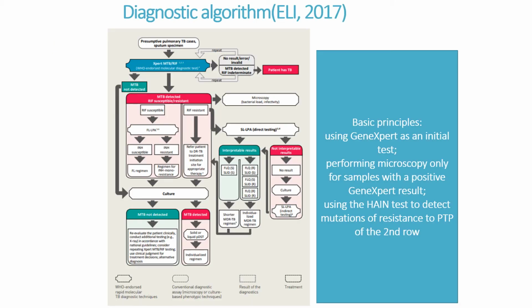You can study this algorithm in more detail in the methodological guide, Expert Opinion of the European Tuberculosis Laboratory Initiative Core Group members for the World Health Organization European region. Basic principles are using GeneXpert as an initial test, performing microscopy only for samples with a positive GeneXpert result, using the Hain test to detect mutations of resistance to second-line drugs.